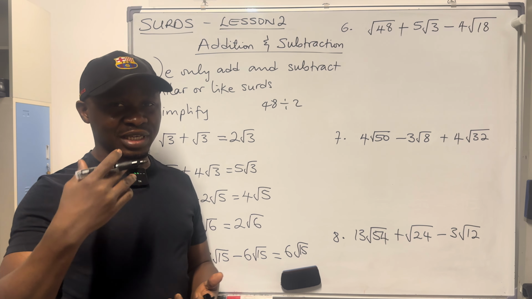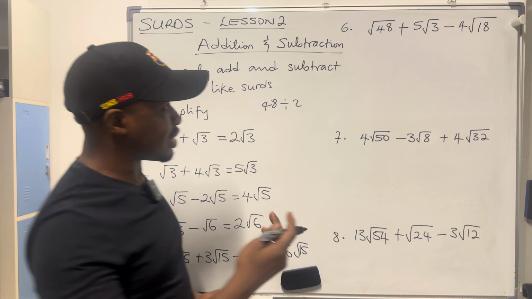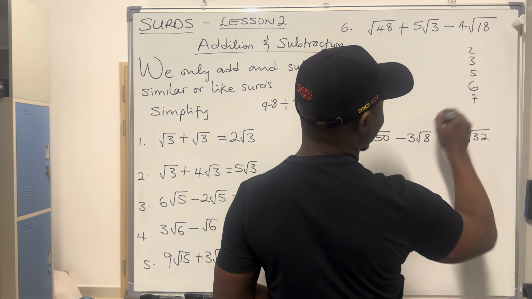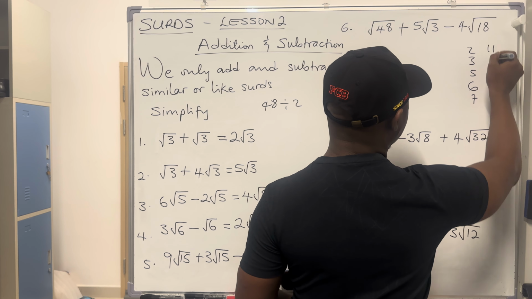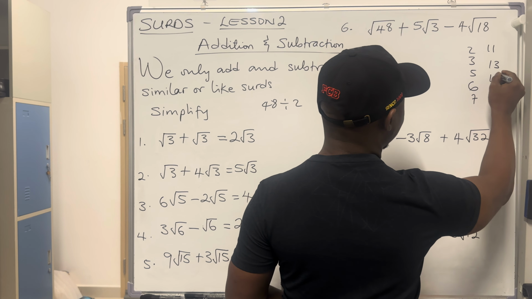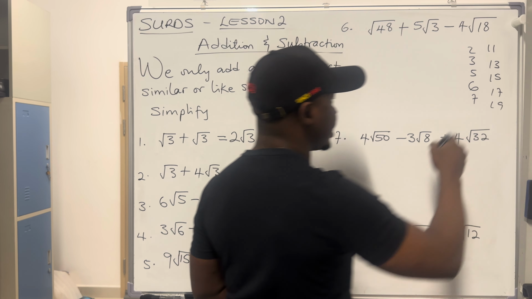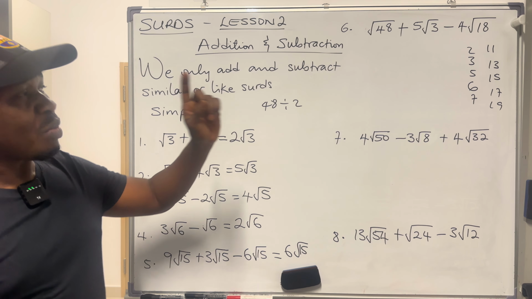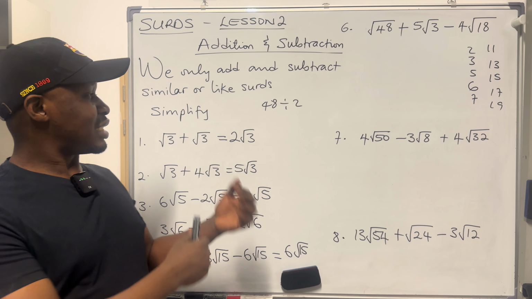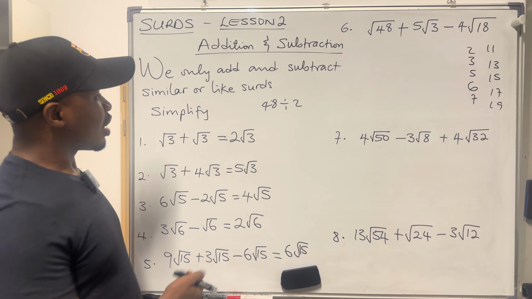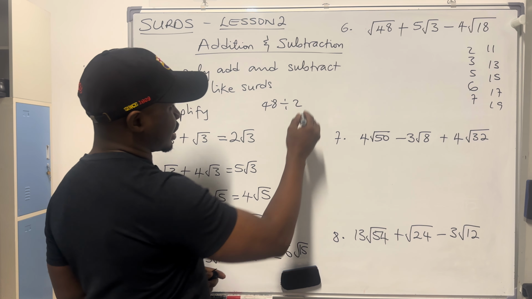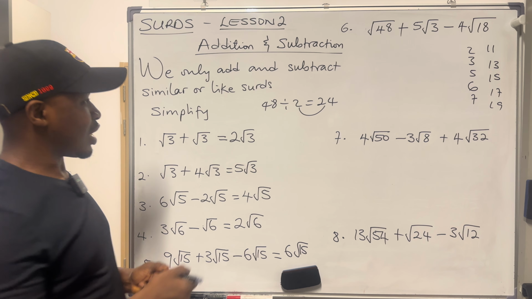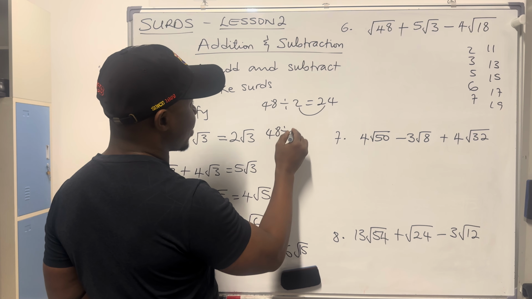The numbers you test are like 2, 3, 5, 7, 11, 13, 17. These are the prime numbers, try them. Even if it's not a prime number, try numbers that we cannot reduce further in terms of surds. Now 48 divided by 2, what do we get? We get 24. Neither is a perfect square. So try 48 by 3.